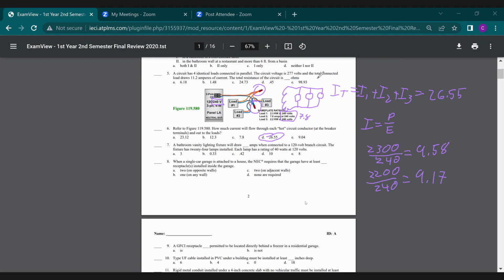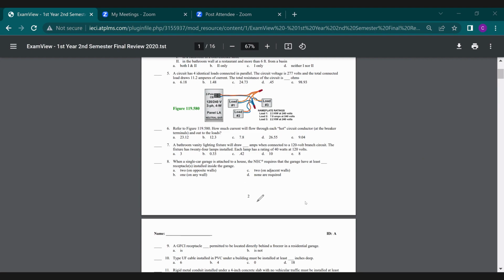All right, moving on to number 7 here. I'm going to clear off the board. Number 7, a bathroom vanity lighting fixture will draw blank amps when connected to a 120 volt branch circuit. The fixture has 24 lamps installed. Each lamp has a rating of 40 watts at 120 volts.